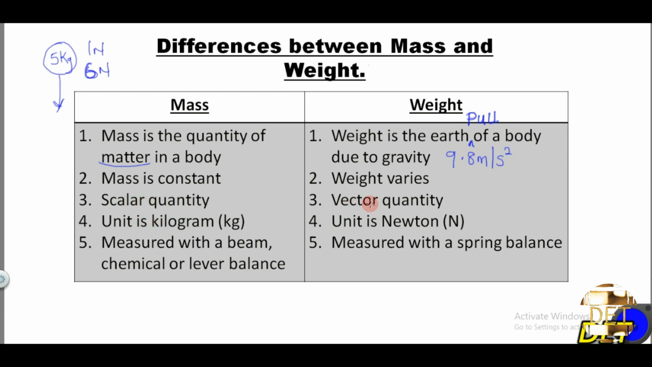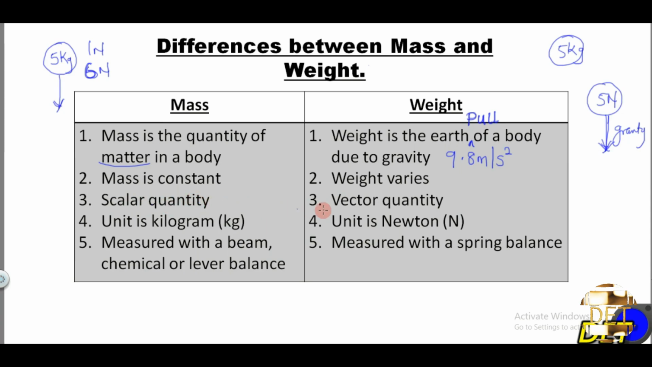Mass is a scalar quantity, weight is a vector quantity. When we say mass is a scalar quantity, it means that it has magnitude but no direction. It's just the quantity of matter in a body. So this is just the mass of the circle, 5 kg. It has no direction. But weight is a vector quantity. What does that tell you? That if the weight of this circle is 5 Newton, it means that the weight is acting downwards. So it has direction, and the direction is towards the center of the earth, towards the ground, due to gravity. So gravity is pulling the weight down.